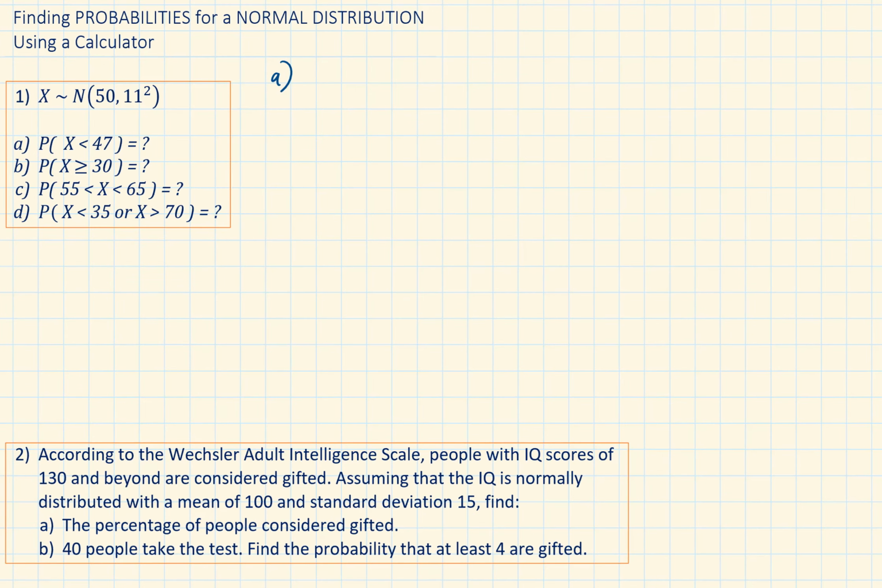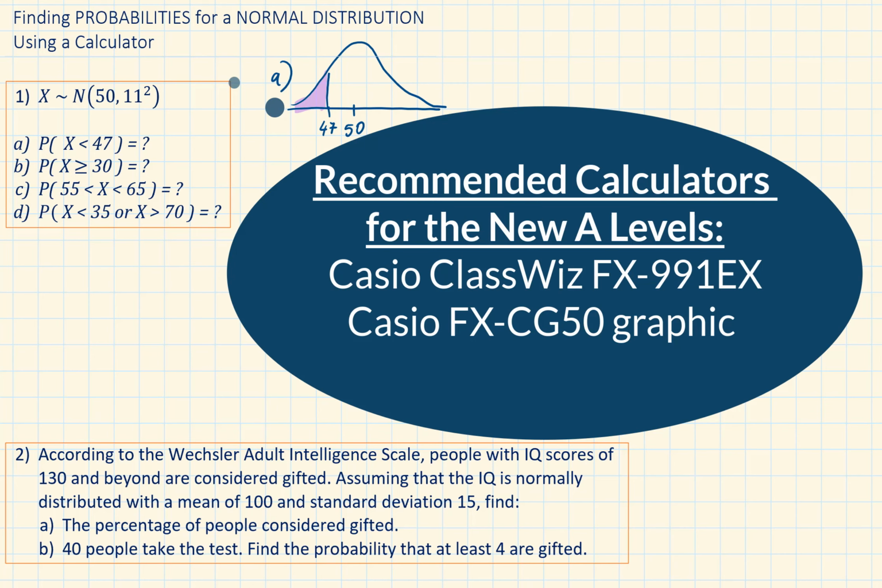Whenever we solve normal distribution problems, start by drawing a sketch of a normal distribution curve and label it. The probability that we are looking for is the area under the graph shaded in purple. I'm going to show you how to work out this area using two different calculators, the Casio ClassWiz and the graphical calculator as recommended by the exam boards for the new A-level exams.